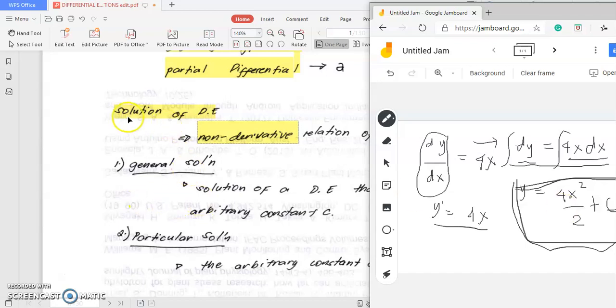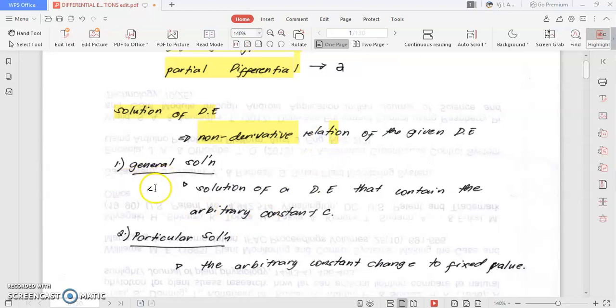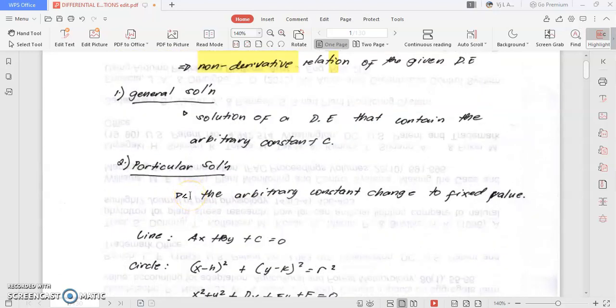Under the solution of differential equation, there are two. The common one is called the general solution. Your general solutions are the solutions which contain arbitrary constants.